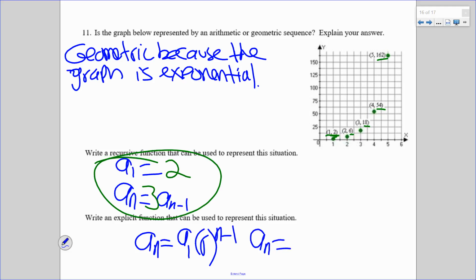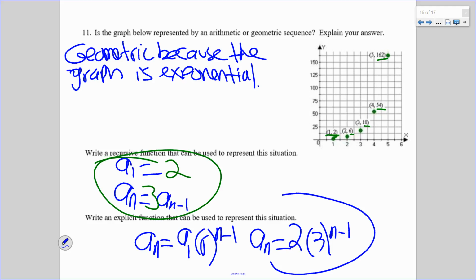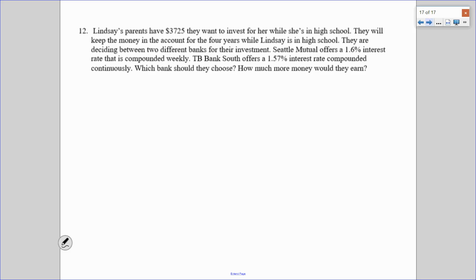A1, again, is 2. R is 3 to the n minus 1. The only time this changes is if it's A0 instead of A1, in which case you'll lose the minus 1. And I believe we have just one more.